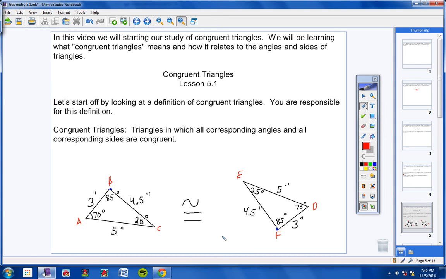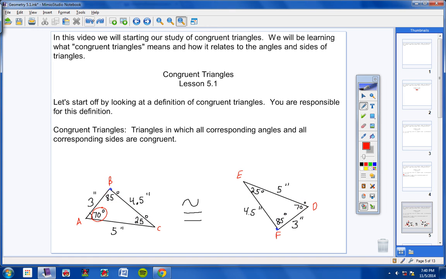Now, here's how I know that. Hopefully, you guys are still copying all this down while I'm talking about it. But look, guys, look. This angle here is 70. This angle here is 70. This angle here is 85. This angle over here is 85. This angle here is 25 degrees, and so is this angle. All three angles in this triangle are congruent to all three angles over here.